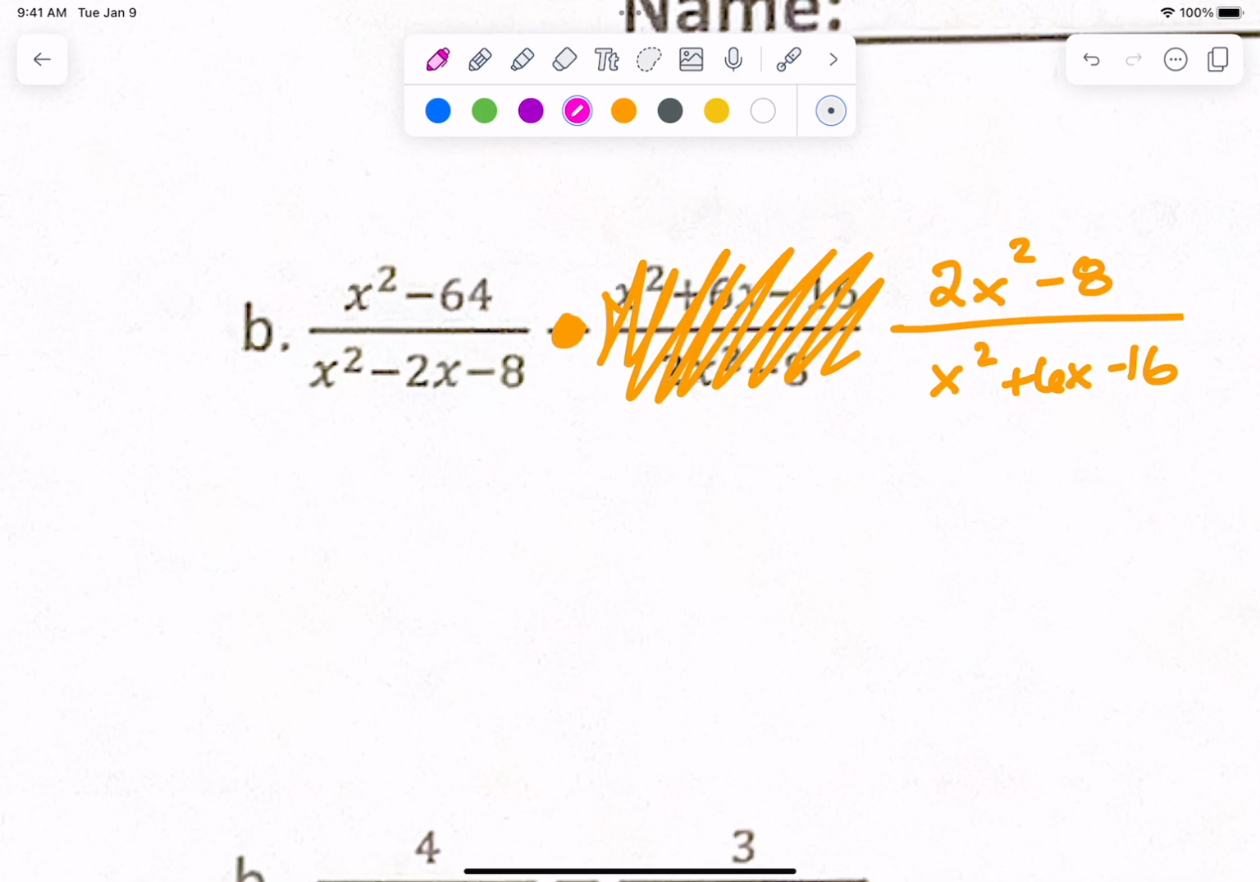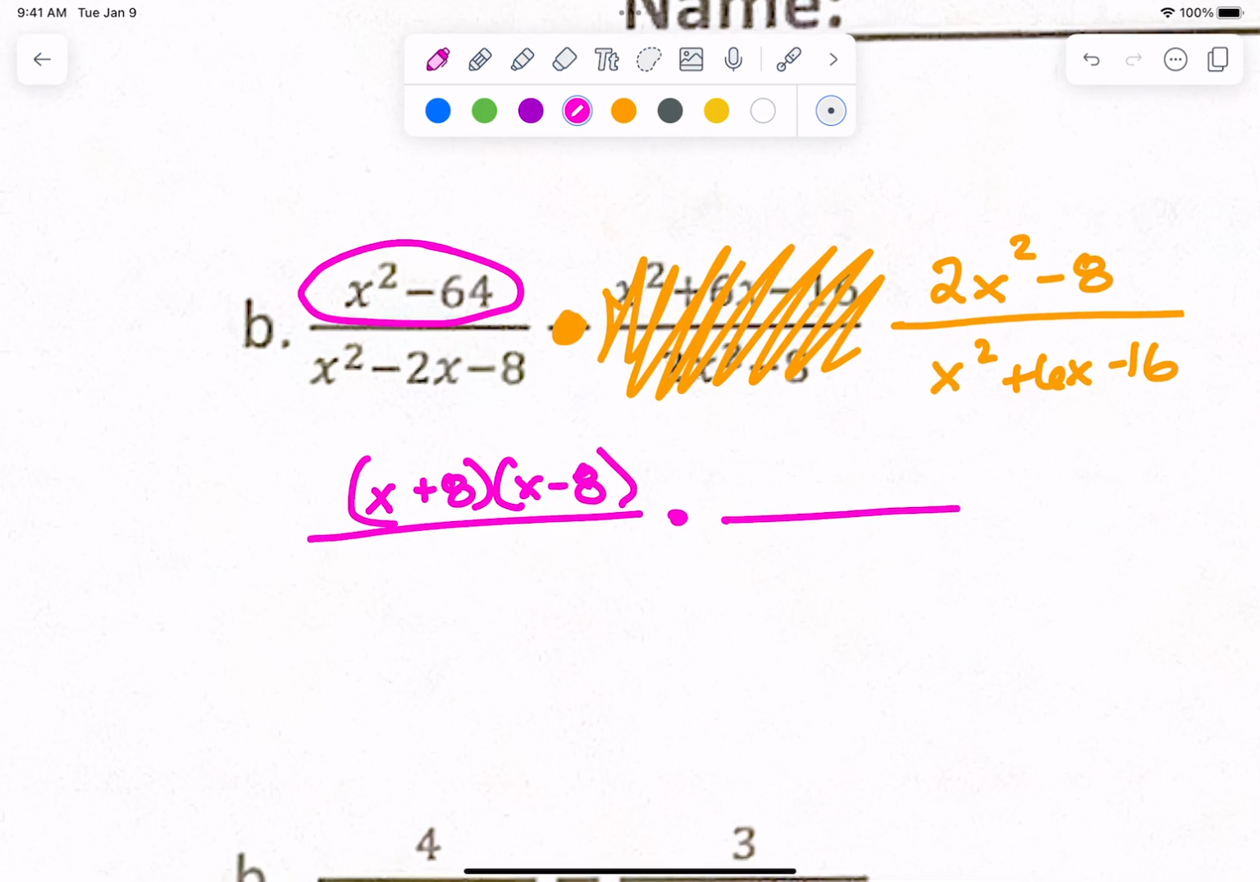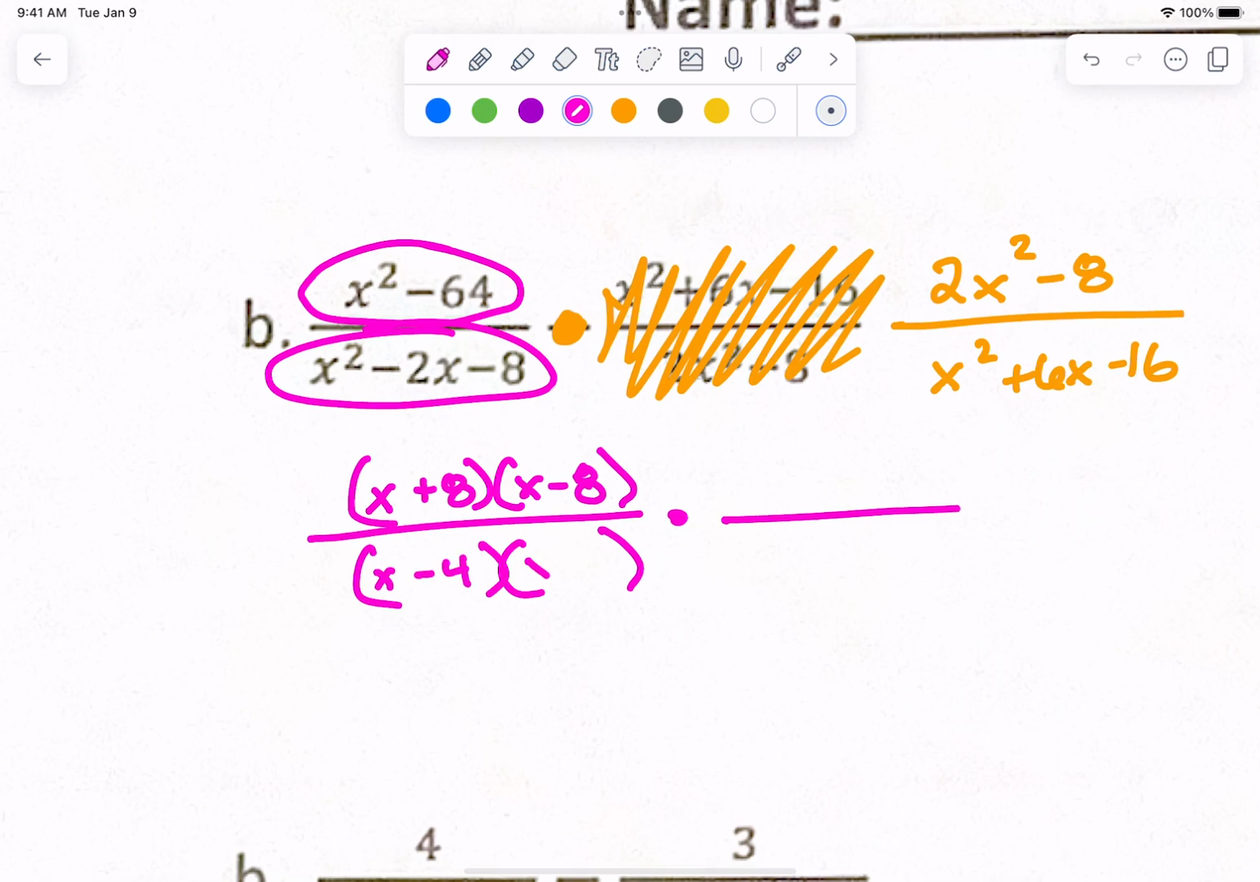Let's go through piece by piece. X squared minus 64 is a difference of squares: x minus 8, x plus 8. Doesn't matter which one goes first. What about x squared minus 2x minus 8? Simple trinomial. Minus 4 and plus 2: minus 4 plus 2 gives you minus 2, and 4 times 2 gives you minus 8. Don't cancel until the very end when we get everything done.